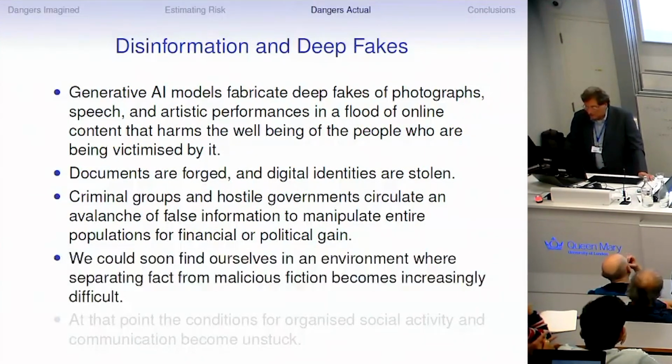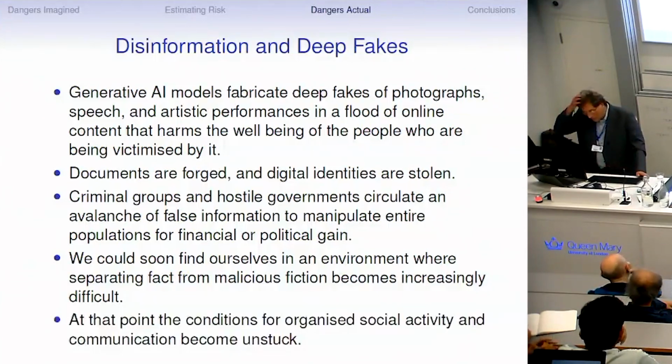We could find ourselves very quickly in an environment where trying to separate fact from illicit fiction becomes basically impossible. Think of medical clinical trials that are faked and people acting on them, pharmacological experiments. If that stuff's fake, what are we going to rely on? A lot of journals are already no longer reliable. And at that point, the conditions for organized social activity and communication just start to become unstuck. Unfortunately, we're seeing it. It's a very acute problem.